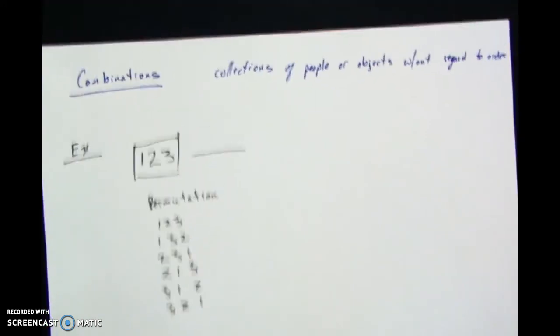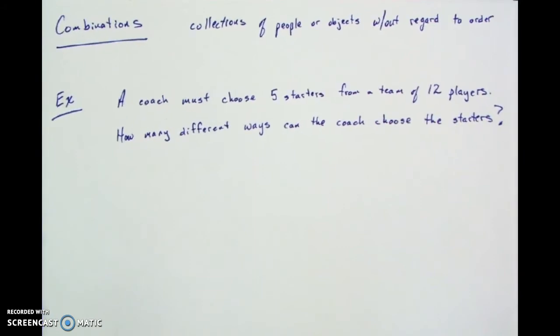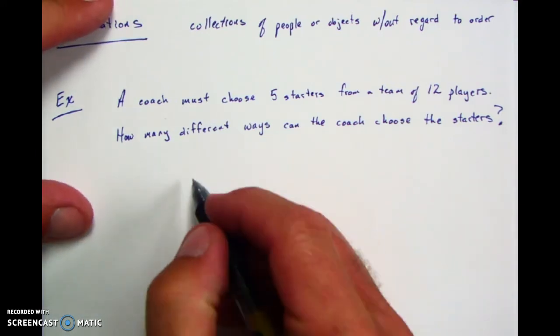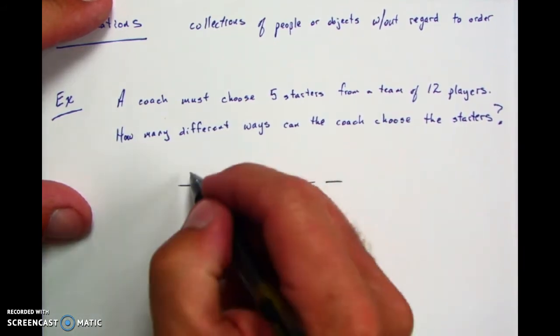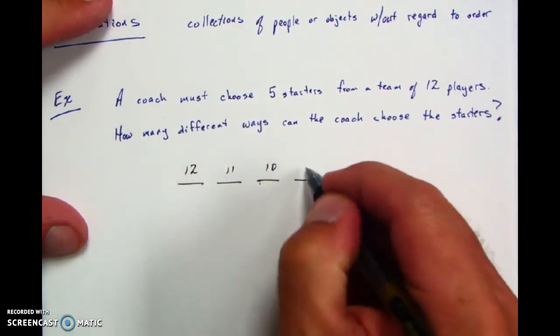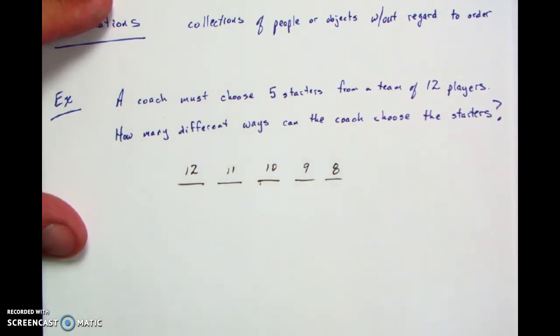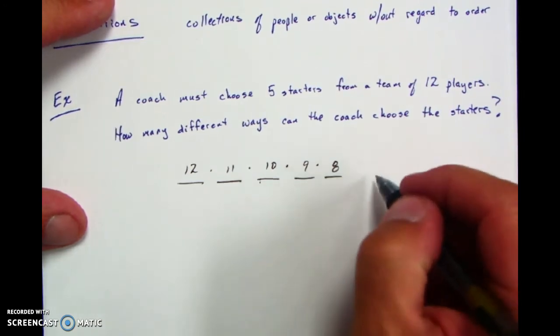Maybe a better example would be if we were talking about a basketball coach with a team of 12 players and choosing the 5 starters. How many different ways can the starters be chosen from this group? We've talked about it as if there's positions. I have 5 positions to fill, and we have 12 players to choose from in this first spot, then 11, 10, 9, and 8 different players to choose for that last spot. This is the same way we did the permutations. We're going to multiply across here to find out what our total would be.